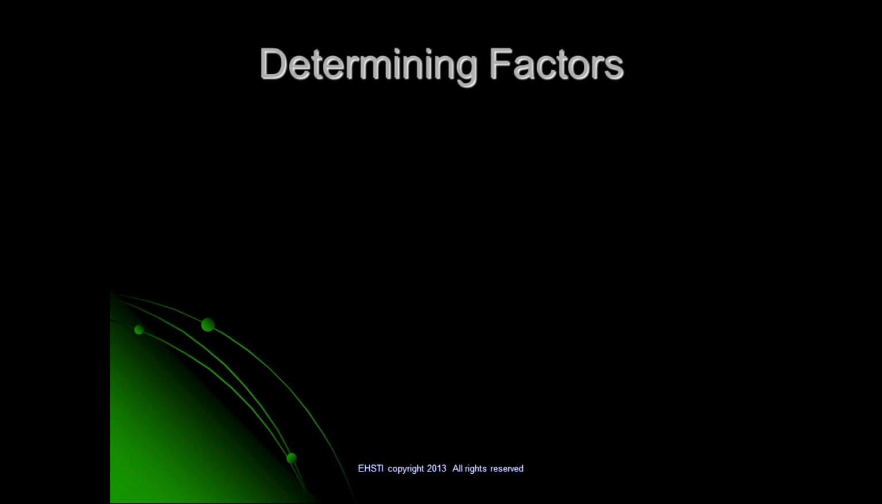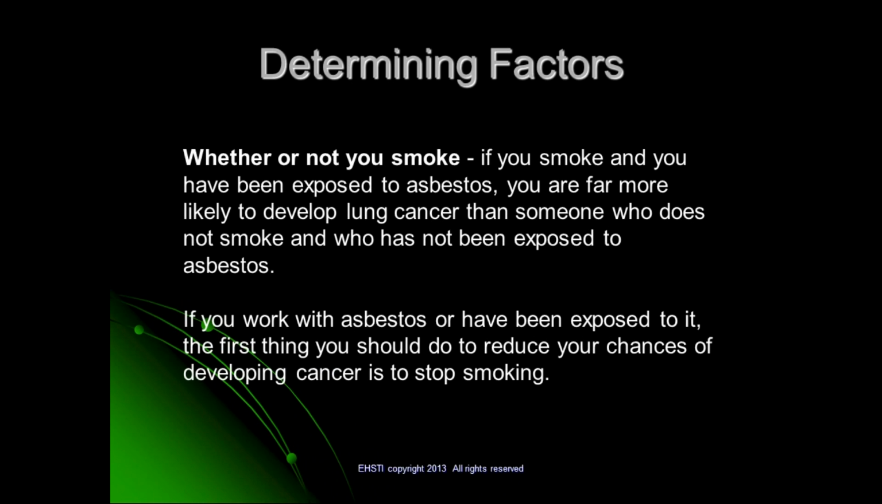Whether or not you smoke. If you smoke and you have been exposed to asbestos, you are far more likely to develop lung cancer than someone who does not smoke and who has not been exposed to asbestos. If you work with asbestos or have been exposed to it, the first thing you should do to reduce your chances of developing cancer is to stop smoking.